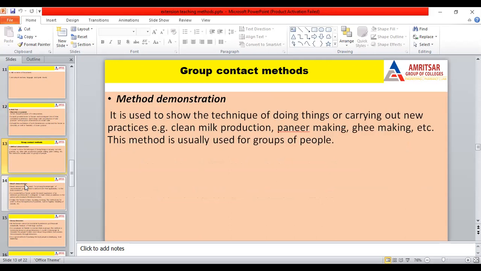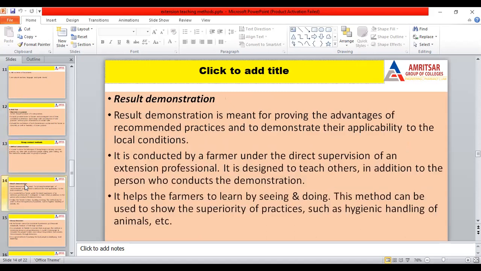For instance, if a new technology is launched, then the extension worker is required to inform the rural people about the new technology so that they can easily understand the method of its usage.